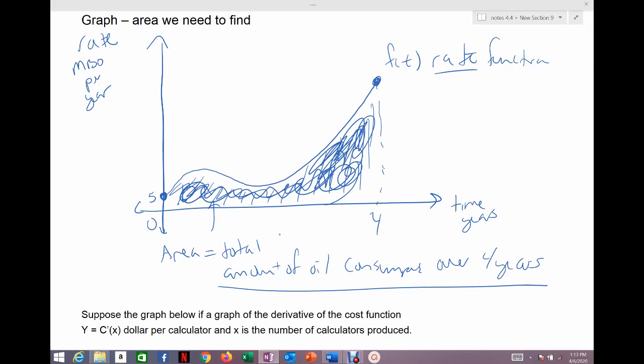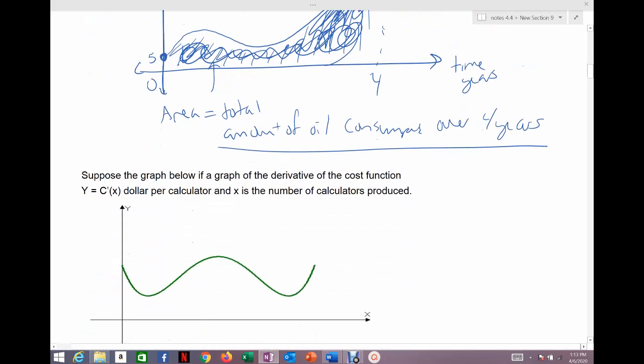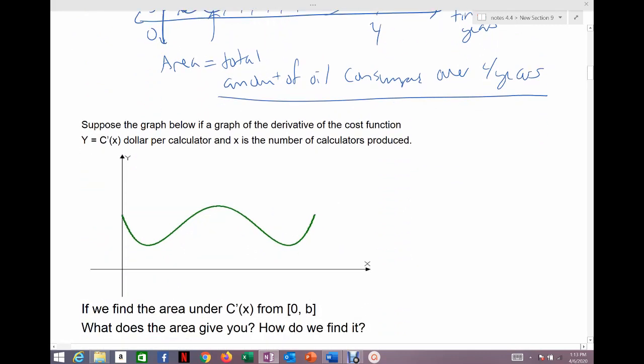We know they consume so much oil over the 4-year period. How do we find that area? All right, and again, it's kind of like the velocity problem. We know it exists. How do we find it? All right, well, it's not an easy question again. It's not one that's necessarily easy. There's a lot that's underlying in it. And so again, this is sort of the setup to understanding how to find that area.